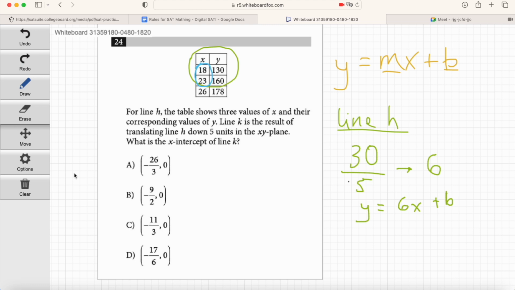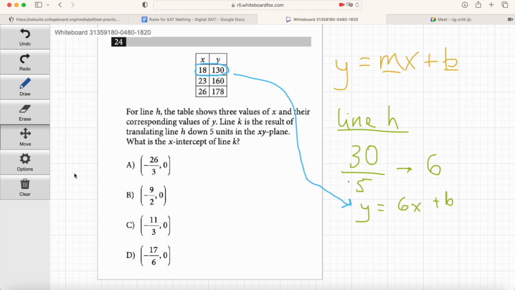Well, here's the deal. They give us a bunch of x, y values in this chart. So I'm going to take these first 2 x and y values just because they're the smallest values, and this is going to make it a little bit easier. If we plug those x and y values into the equation we formulated, we've got a value for y, that's 130, and a value for x, that's 18. Once we plug in those values, we can solve for b algebraically, just isolate b, and then we'll know the y-intercept of line H. Does that make some sense?